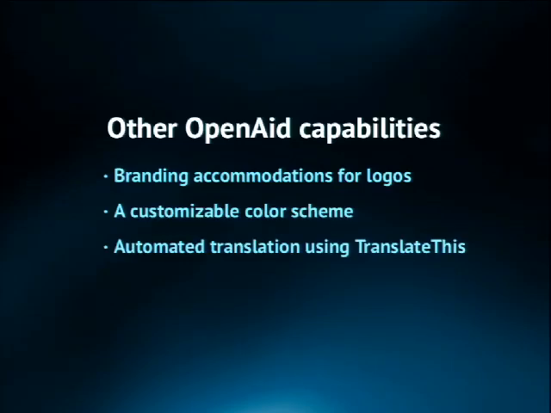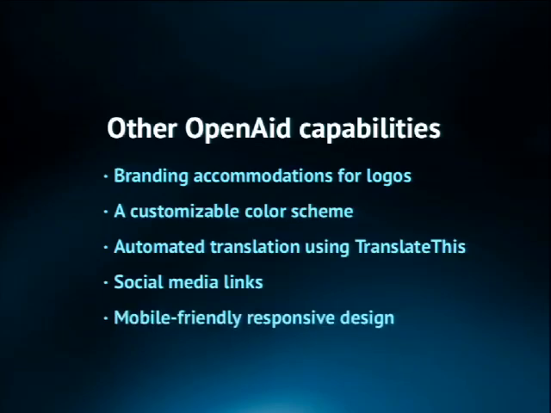Automated translation using Translate This, which is especially useful for organizations working internationally, so they can have content available to people speaking a variety of languages. Social media links, which almost everyone is using now, and a mobile-friendly responsive design so that OpenAid sites look good not only on desktop and laptop computers, but they look great on tablets and mobile devices, which is increasingly important.